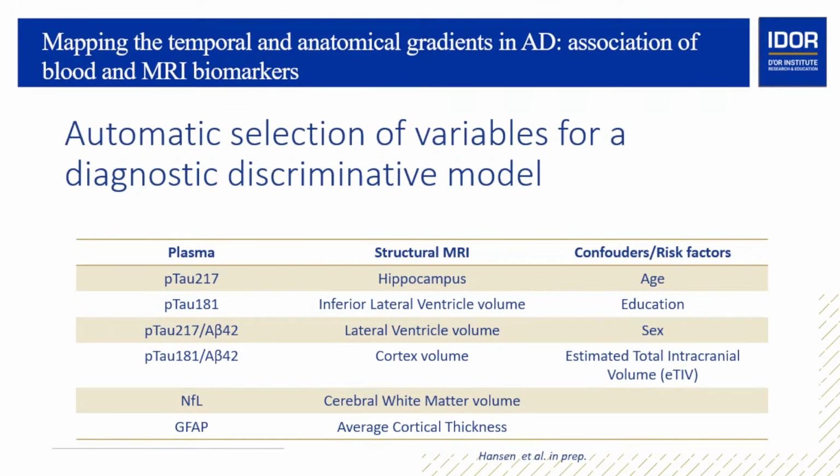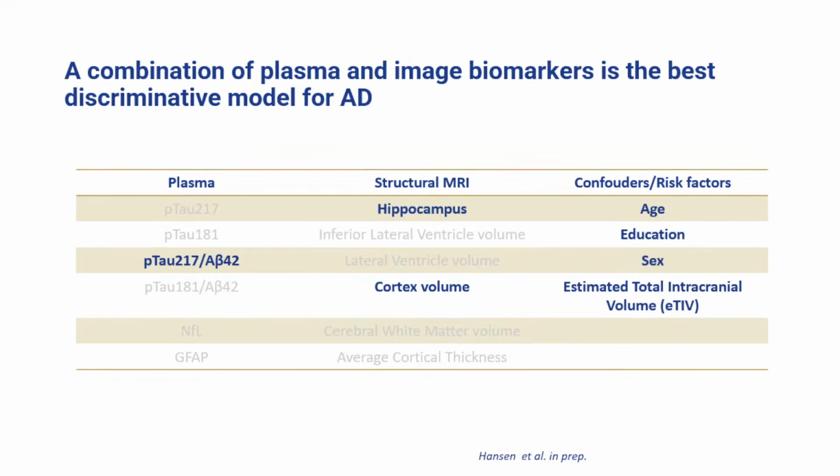But what she did was, when she did a combination of plasma and imaging biomarkers, the model actually showed those variations, those structural things that could better discriminate the patients. So using p-tau 217 and the A-beta, the relationship with the A-beta 42, and putting together the measurements of hippocampus and cortex, this was the best model that could actually differentiate the patients.